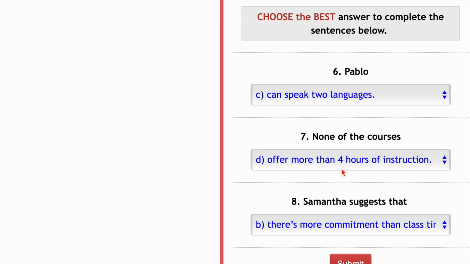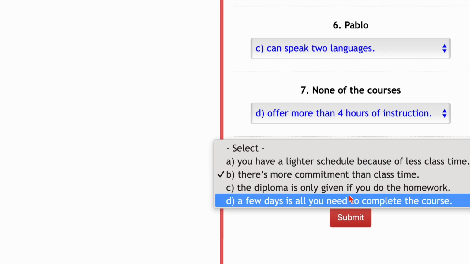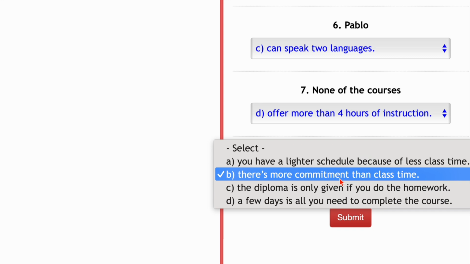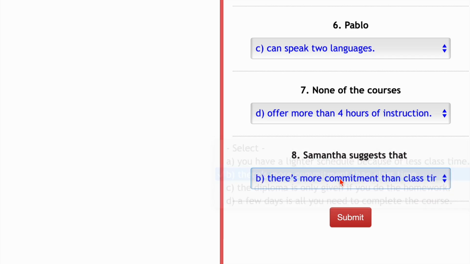What was that about homework? Not a few days, not a few days, you need more. The diploma is only given if you do the homework. Well, it's not only homework, it's the class and the homework. So you need more commitment means that you need extra effort. You need to try harder and not an easier schedule. Okay?